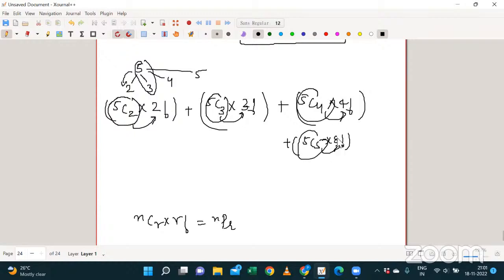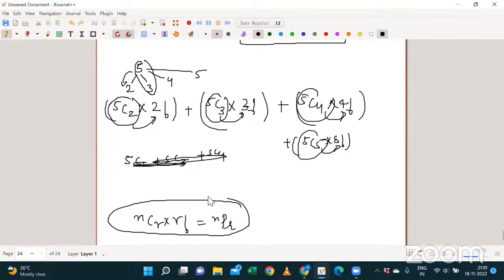If I had just done 5C2 plus 5C3 plus 5C4, then order would not matter, because I'm doing just selection. But after selecting, I'm going to form the word. So can we do it like this: 5P2 plus 5P3 plus 5P4 plus 5P5? That's what I'm saying. That's why I've written NCR into R factorial is same as NPR.